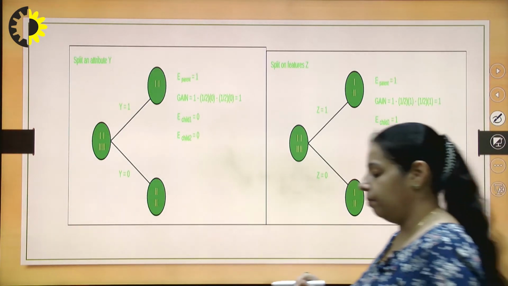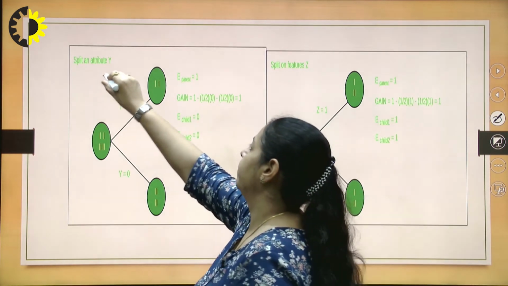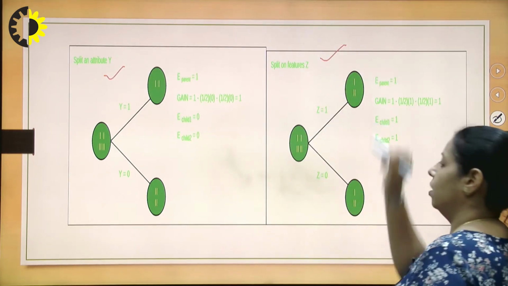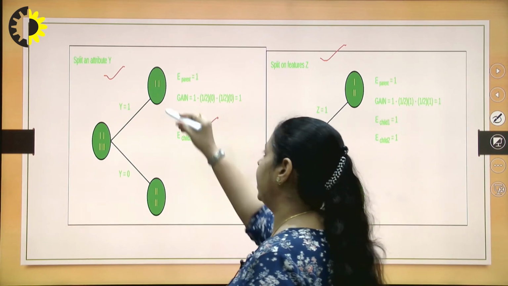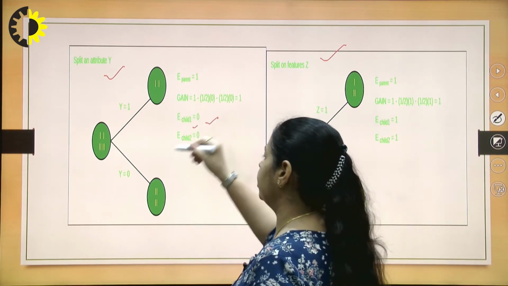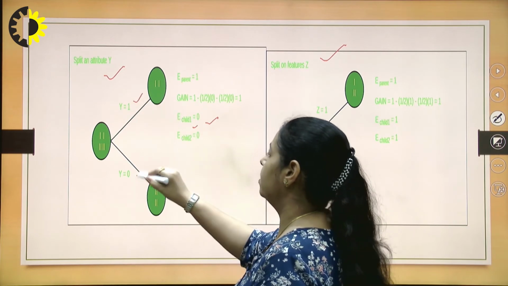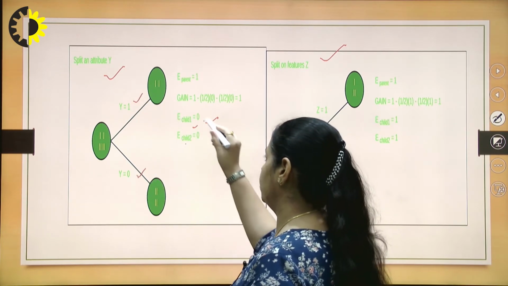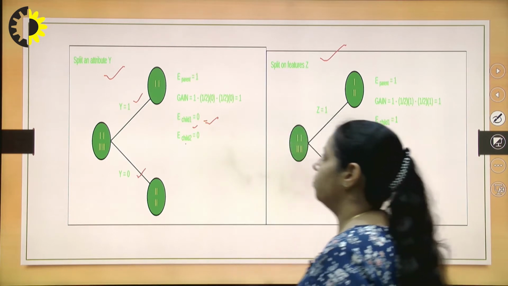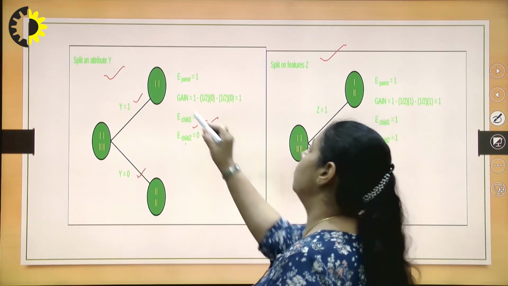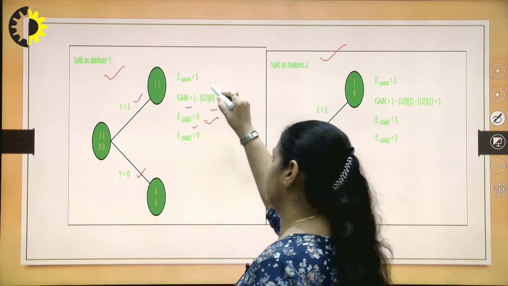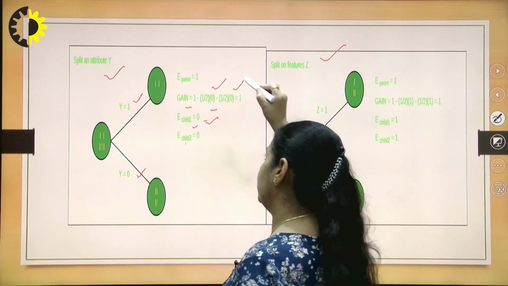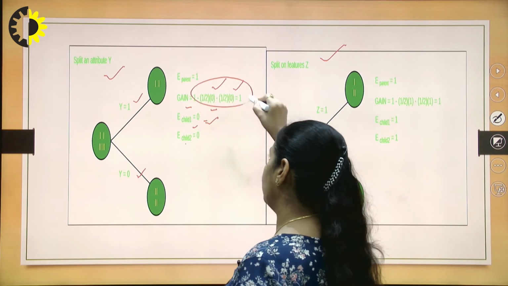Now similarly, for the y attribute and for the z attribute, we calculate the entropy for child 1 and child 2. This is child 1, and this is child 2, that is 0. So for both the entropy is coming out to be 0. When we put the values in the gain formula, it is 1 minus 1 by 2 of 0, that is the child 1 entropy and child 2 entropy. So the value comes out to be 1.